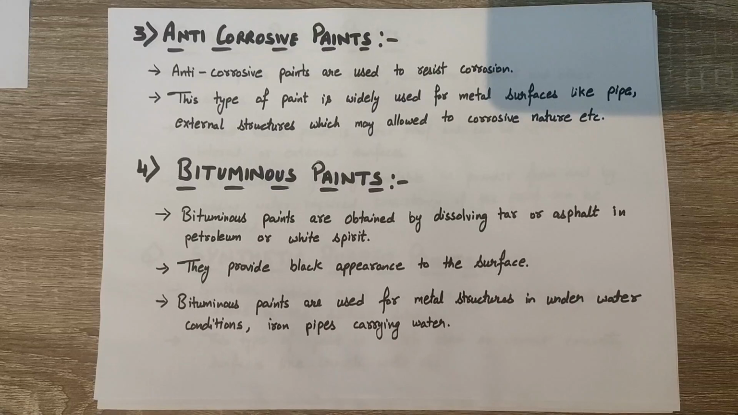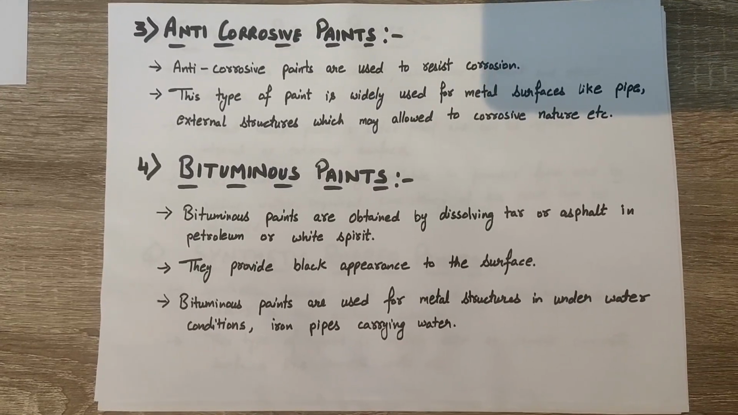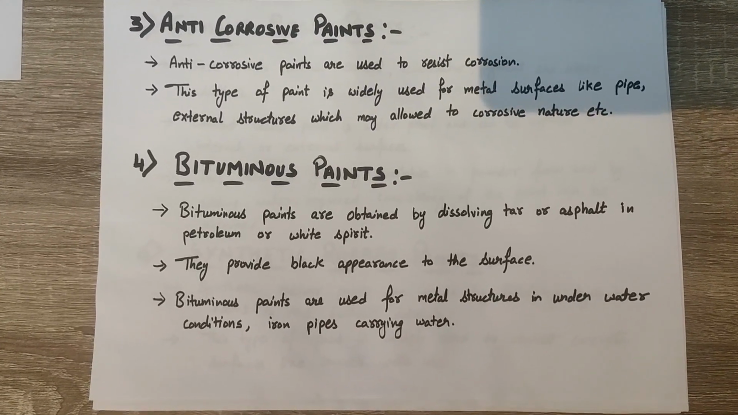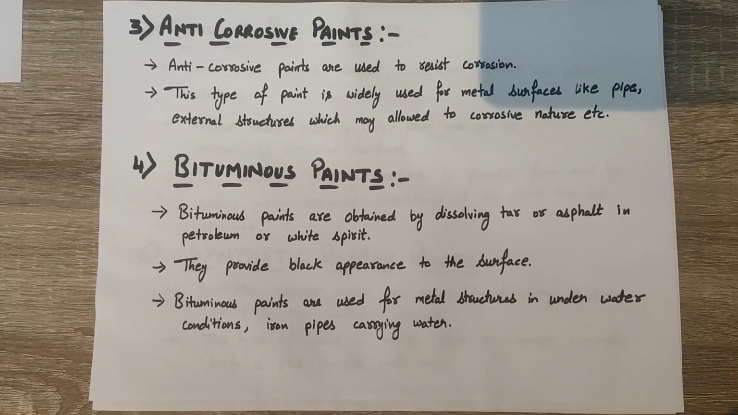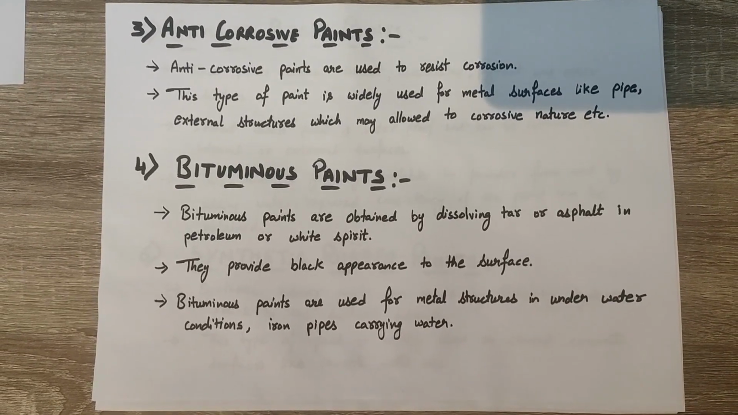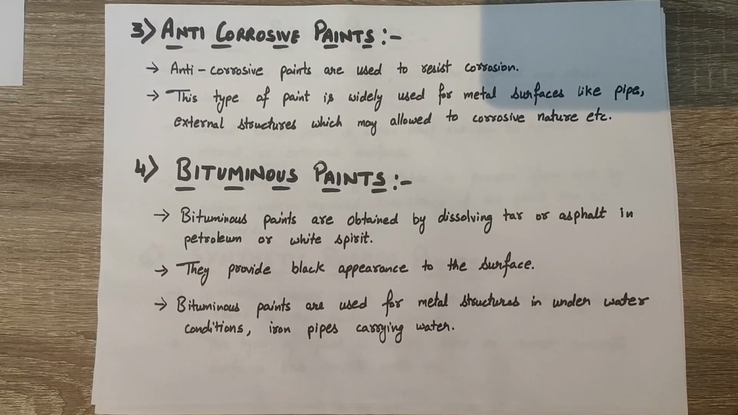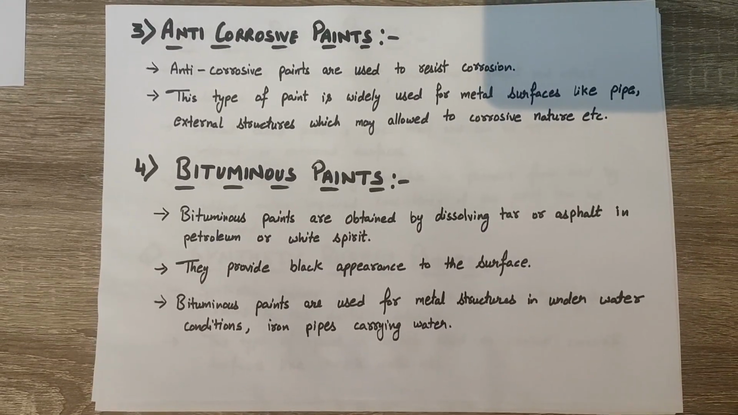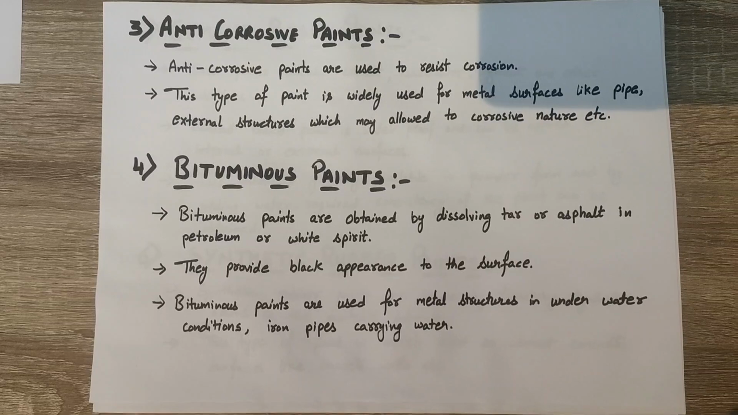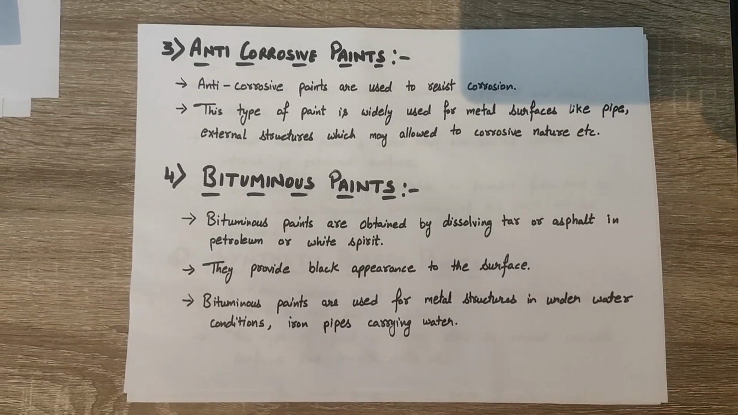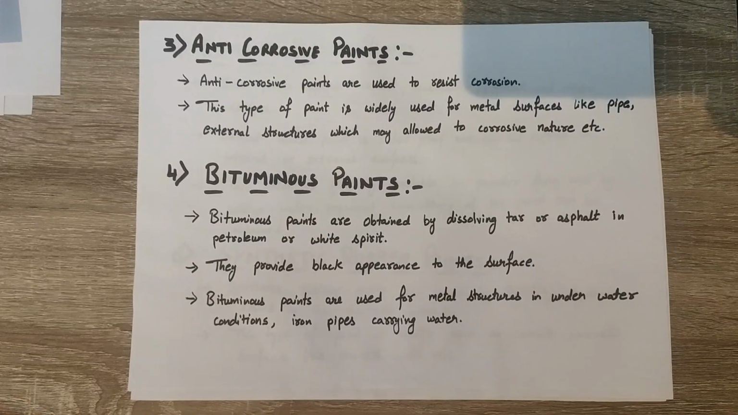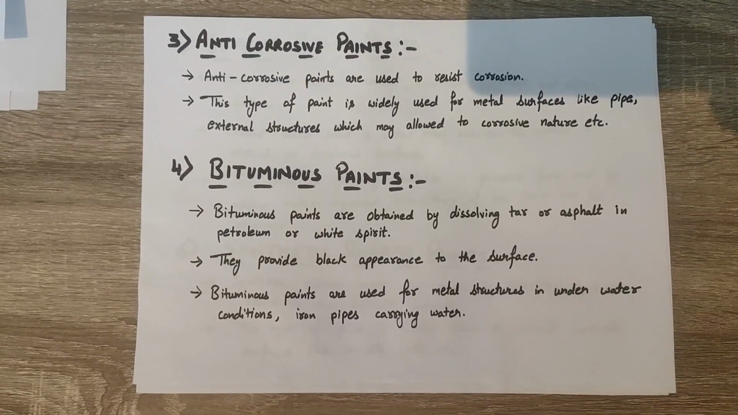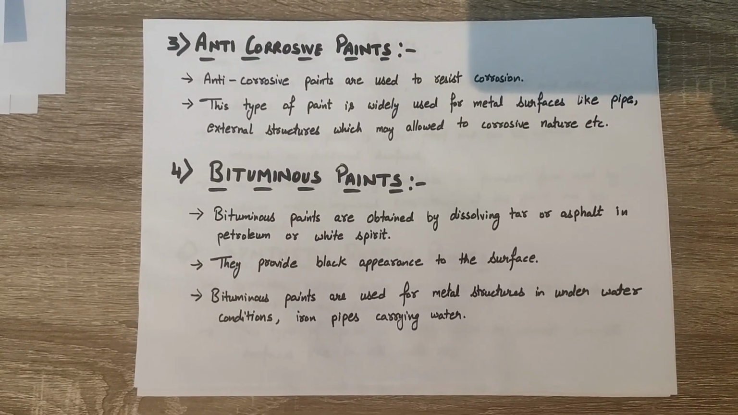Our next paint is bituminous paints. Bituminous paints are obtained by dissolving tar or asphalt in petroleum or white spirit. They provide a black appearance to the surface. Bituminous paints are used for metal structures in underwater conditions and iron pipes carrying water. Also, because bituminous paints are water resistant, we use them for waterproofing on roofs.